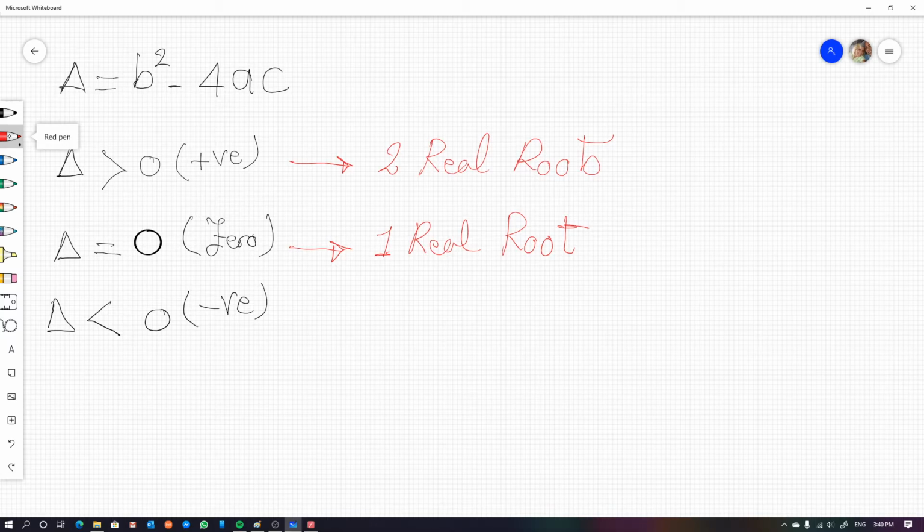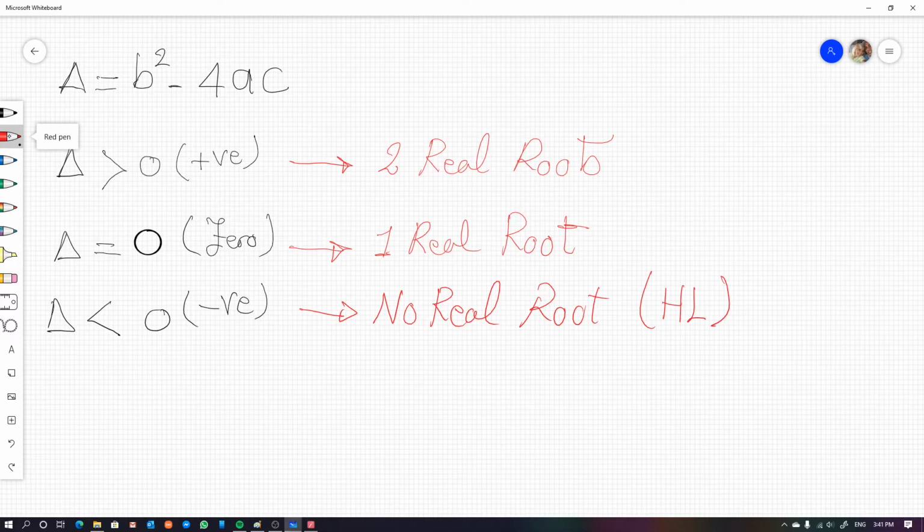these values are the same. And the third case, when the discriminant is less than 0, that means negative, means no real root. This we will discuss at the higher level when we talk about imaginary numbers.